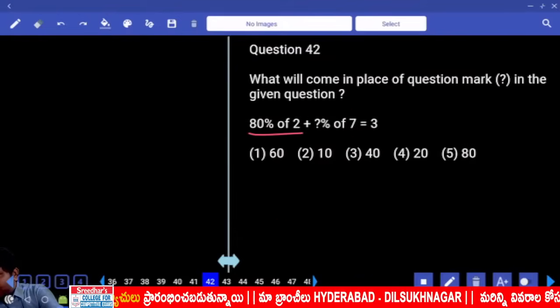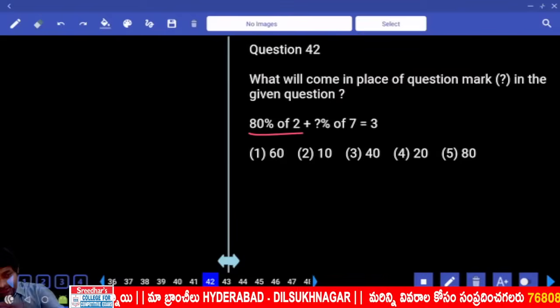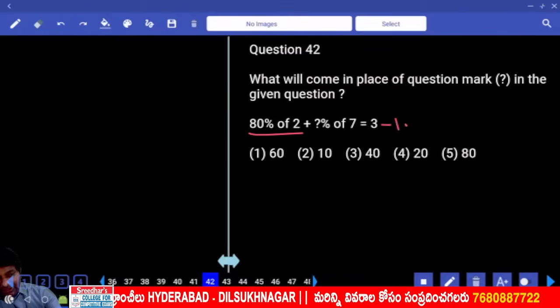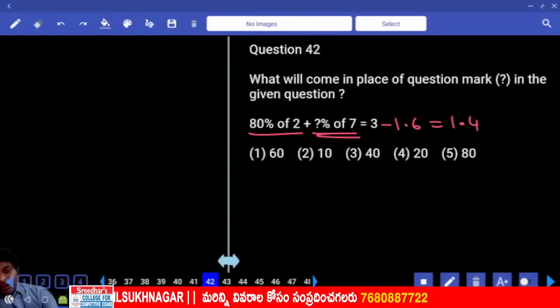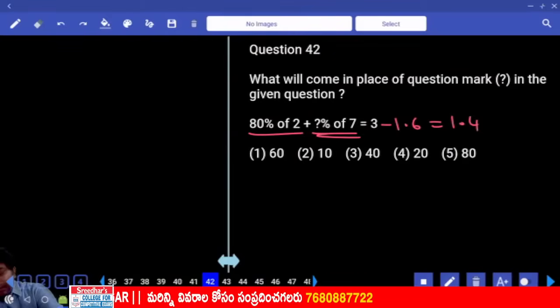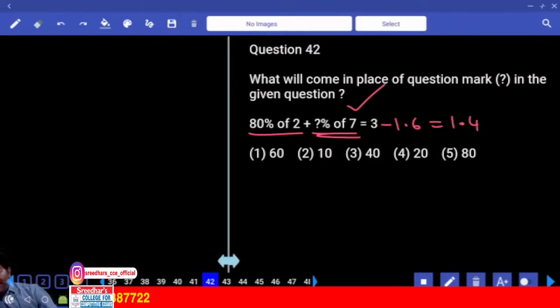80% of 2. 1.6 goes to the other side, becomes minus 1.6. That will be equal to what percent of 7 is 1.4? Upon 7, what is 10%? 0.7. Double will be 1.4 only. 10% double meaning 20%.